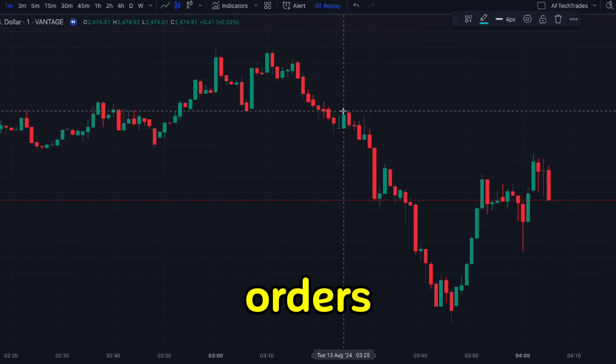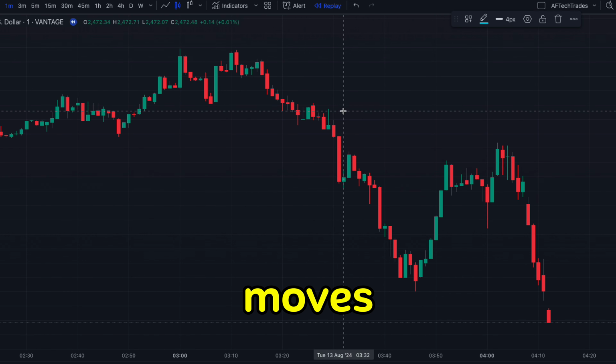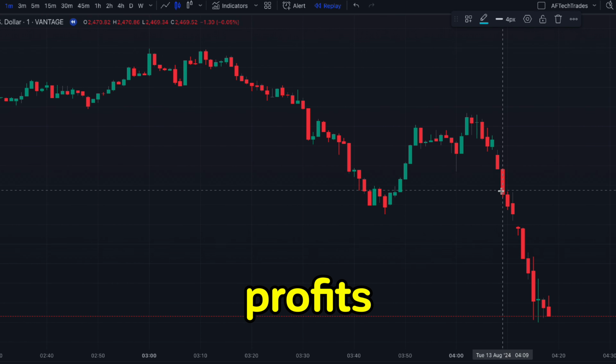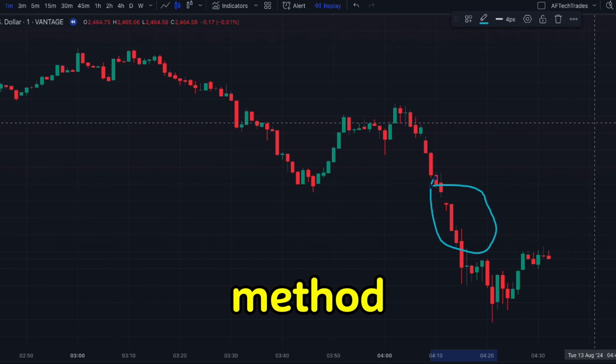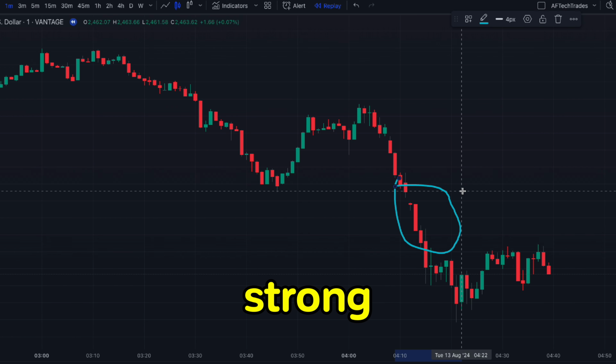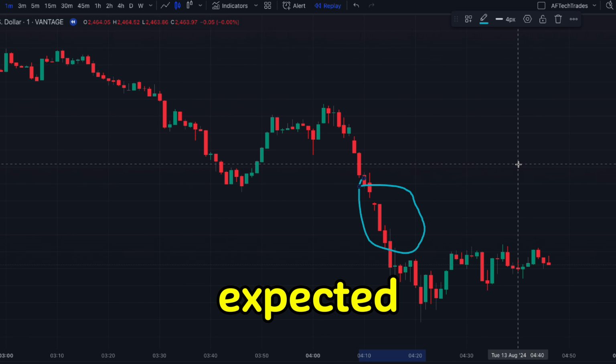Trailing stop-loss orders automatically adjust as the price moves in your favor, locking in profits while allowing the trade to continue benefiting from the trend. This method can be particularly effective in a strong trending market where the price is expected to continue moving in the same direction.